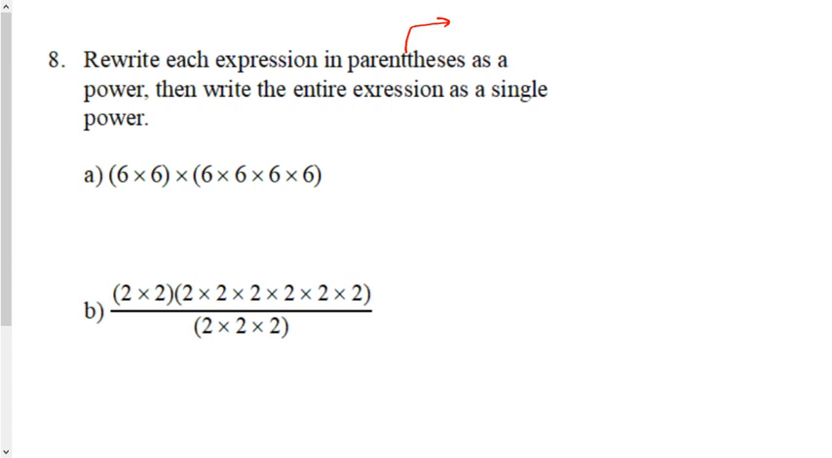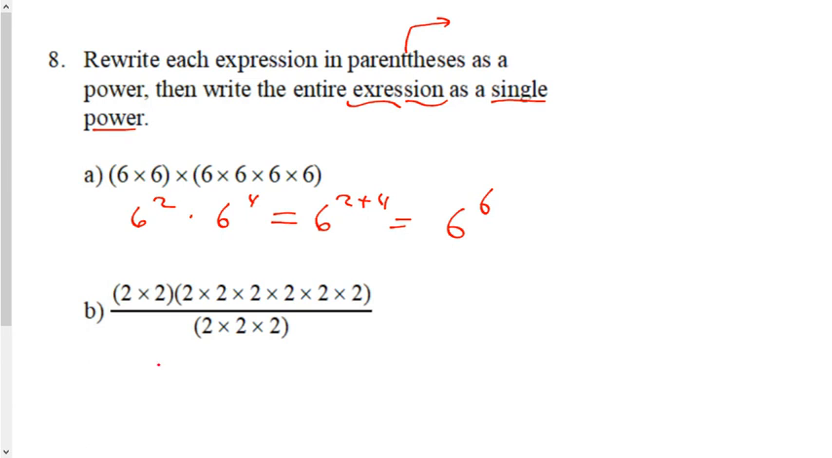As a single power, and then write the entire expression as a single power. So write each of these in parentheses. So 6 squared multiplied, what's that? 6 to the 4. All the single powers. What do you do when you multiply 2 powers that have the same base and different exponents? Piece of cake. You keep the base and you add the exponents, meaning as a single power, your answer would be 6 to the 6.